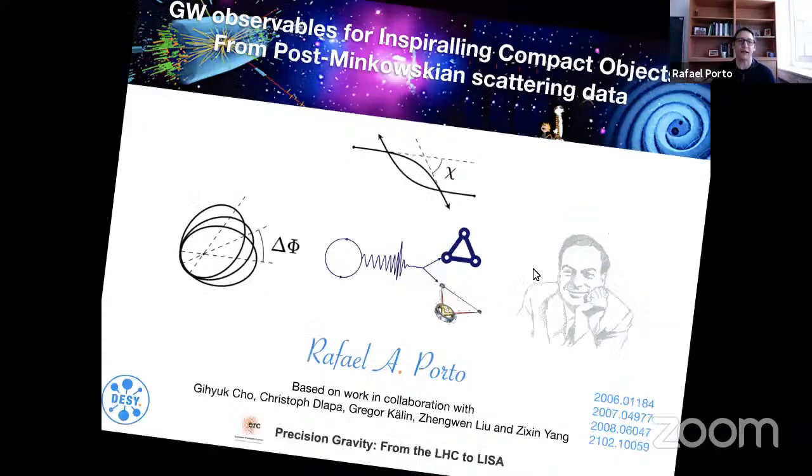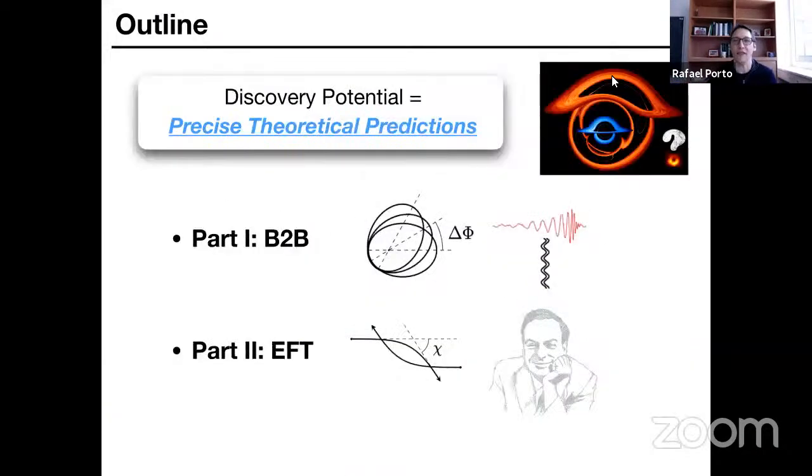So let's get started. I have decided to split my talk in two parts. In the first part, I'm going to tell you about what I like to call the boundary-to-bound dictionary, namely this idea to connect gauge invariant observables from scattering data to compute gauge invariant observables for binary systems, for bound states.